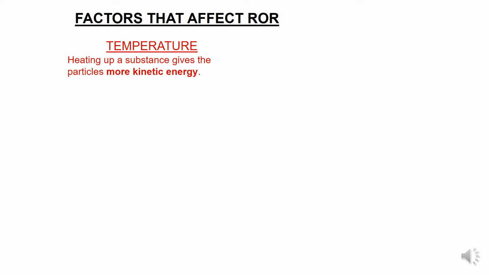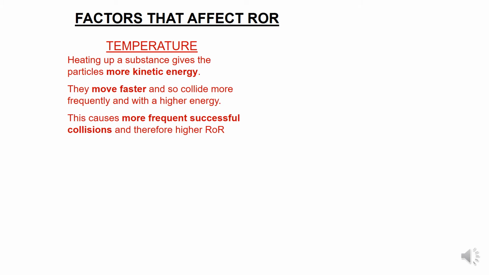So there are 4 factors that affect rate of reaction that you need to be aware of. Temperature is the main one. So heating up a substance gives the particles more kinetic energy, which means they move faster and will therefore collide more frequently and with a higher energy. And this causes more frequent successful collisions and therefore a higher rate of reaction.